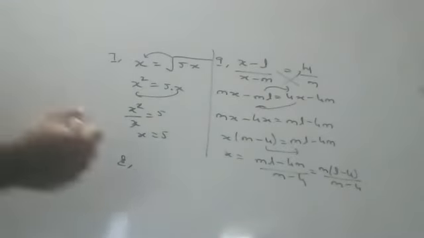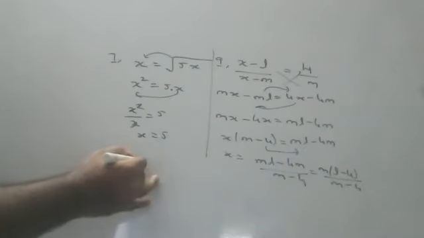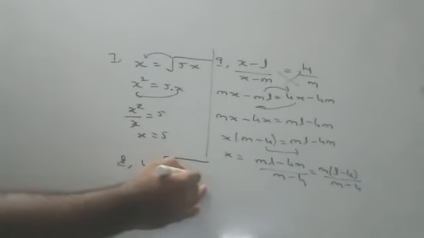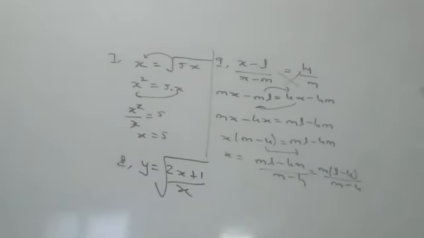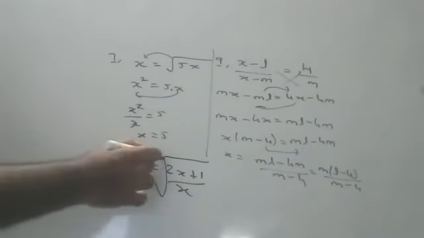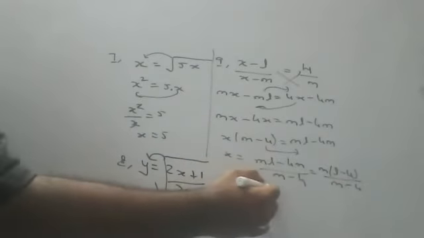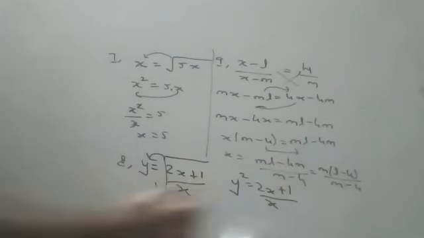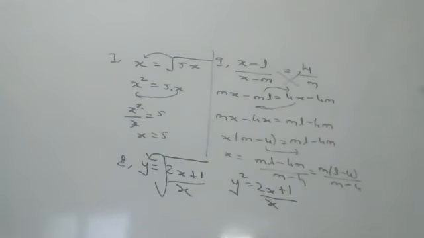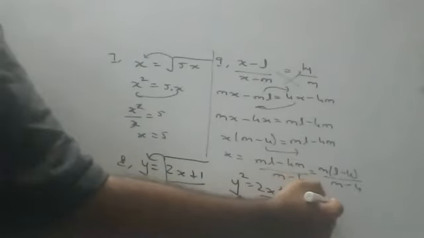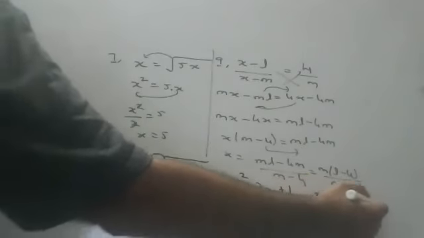What is the 37th sum? y is equal to under root of (2x + 1) by x. So first you should remove the root, children. If you remove the root, here it will become a square. y square is equal to (2x + 1) by x. Okay, children, now what should I do? Bring x up. If you bring it up, it will become y square x is equal to 2x + 1.